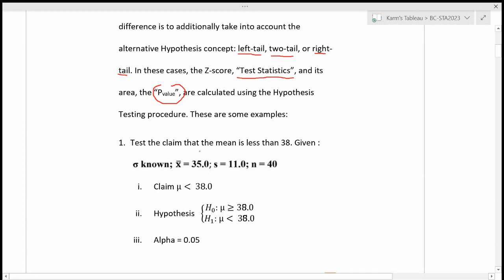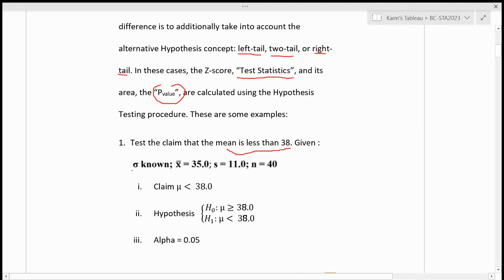Suppose somebody makes a claim saying that the mean of something is less than 38. Just a generic question. We might say that the average sale price of a product is less than $38. Or if you want to use it on something else, you can say the average weight of a product is less than 38 pounds. So it can go to any place. That's why I said this is a generic example.